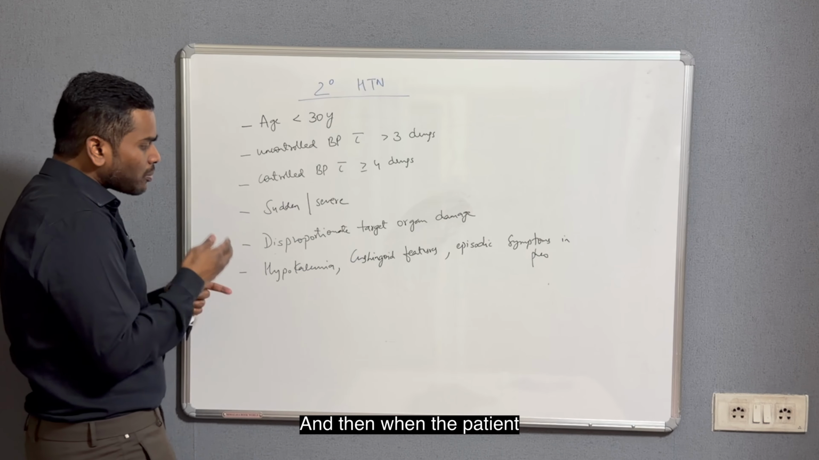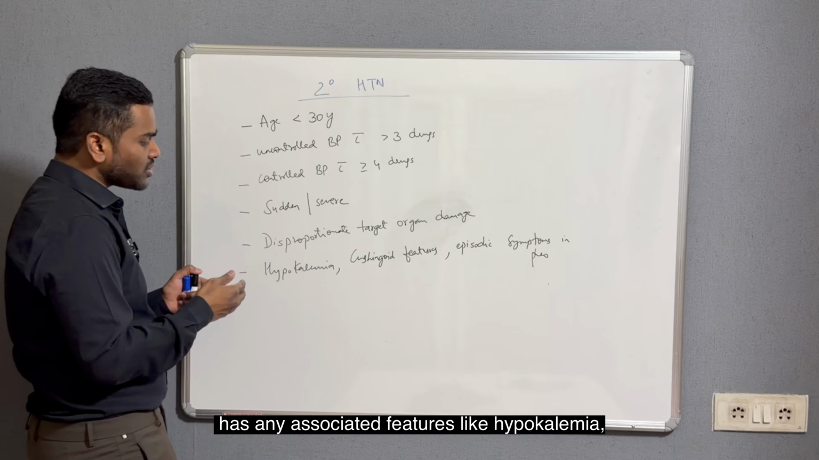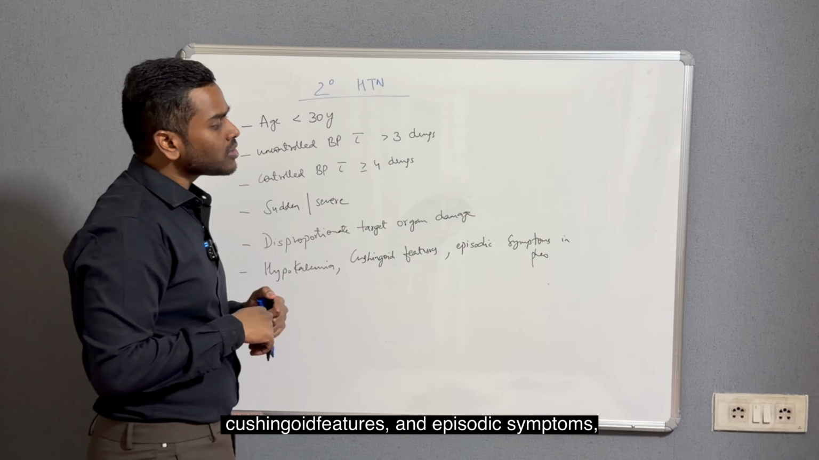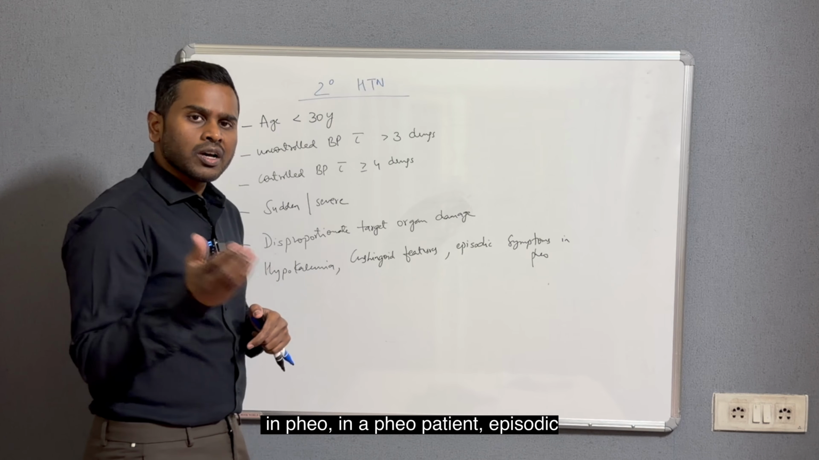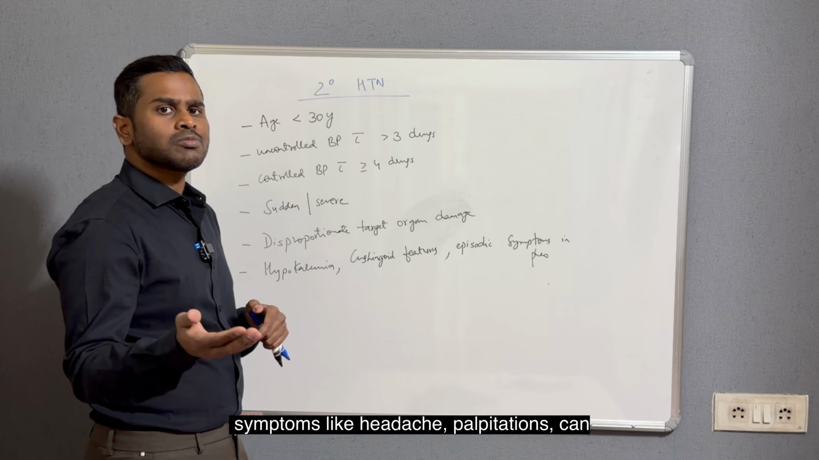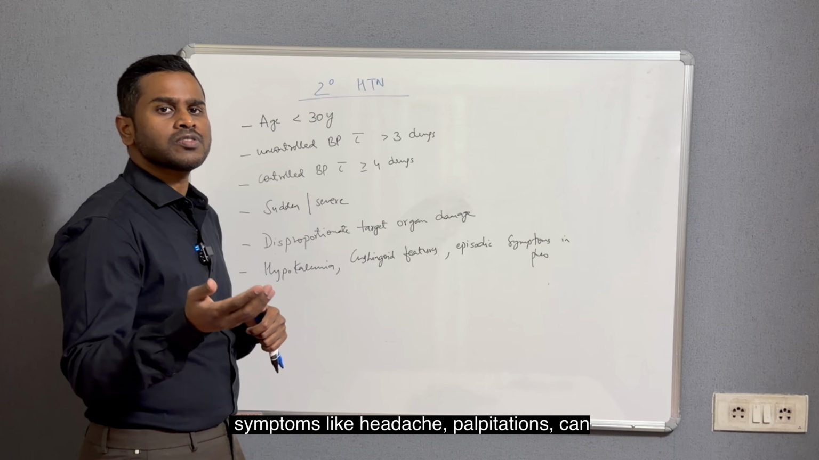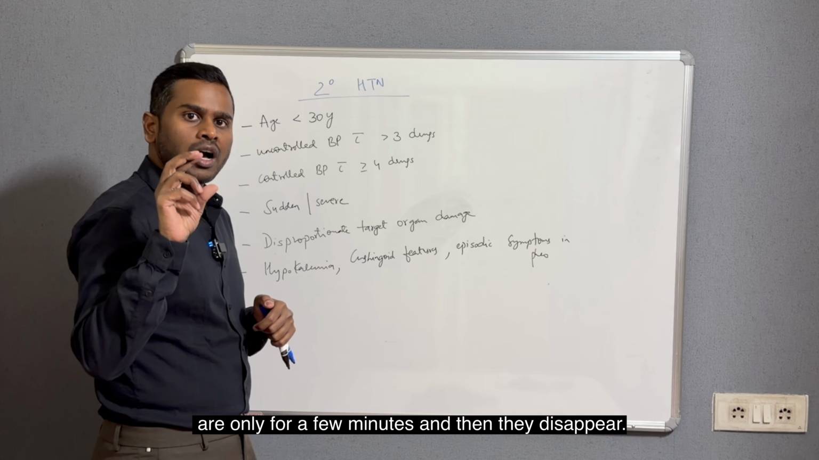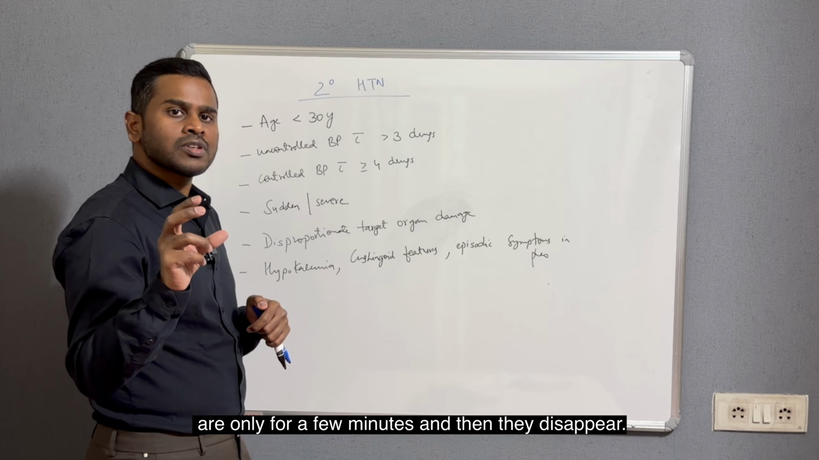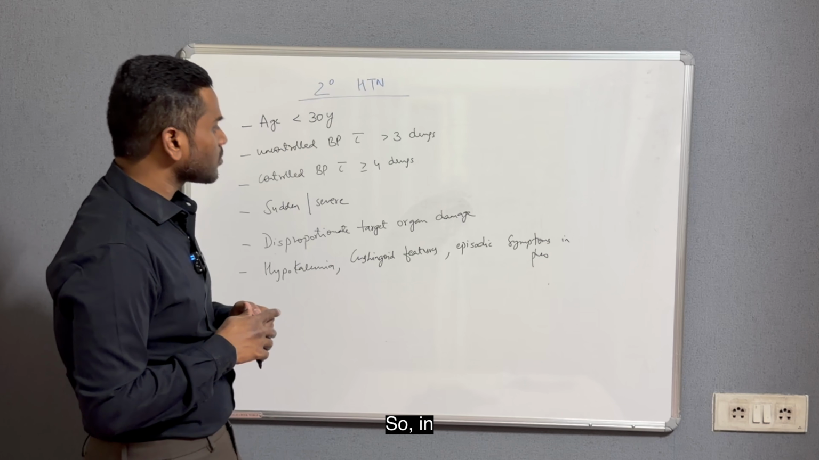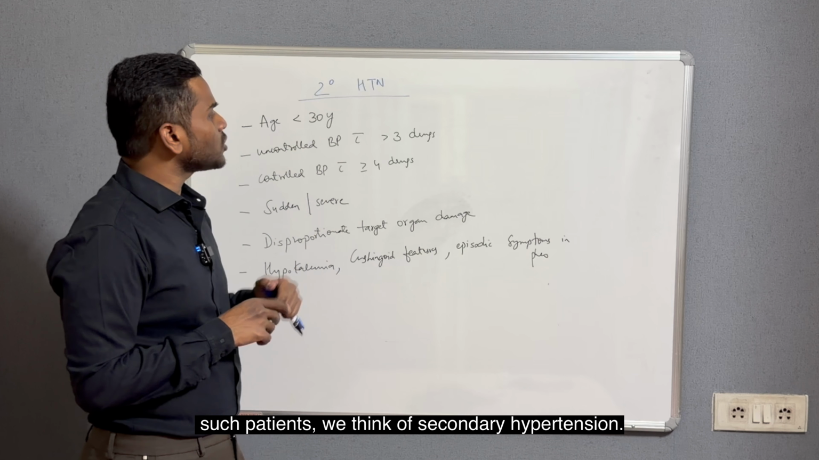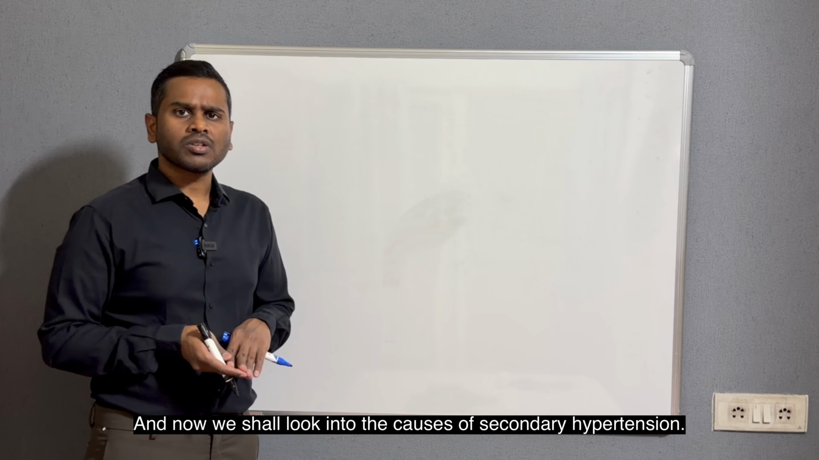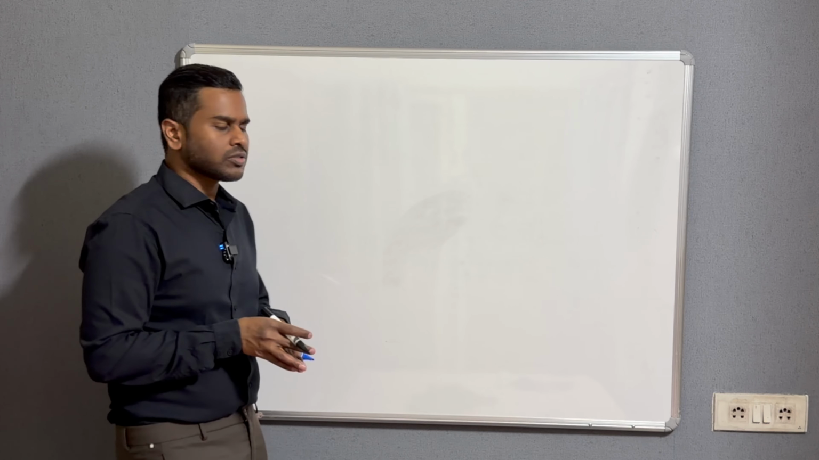And then when the patient has any associated features like hypokalemia, Cushingoid features, and episodic symptoms in a few. In a few patients, episodic symptoms like headache and palpitations can come as paroxysms. They are only for a few minutes and then they disappear. So, in such patients, we think of secondary hypertension. And now we shall look into the causes of secondary hypertension.